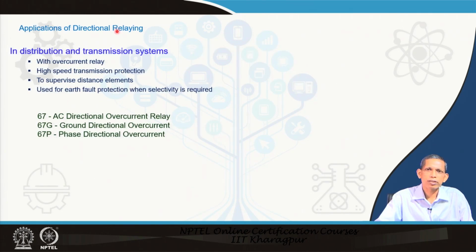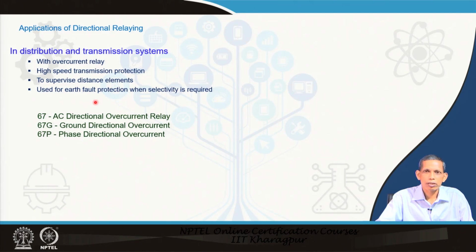Directional relaying applications are quite wide. It is widely used for distribution and transmission system protection, supplementing overcurrent relays, high speed transmission protection at high voltage levels, to supervise the distance element in distance relaying. We will see more details with the distance relay also. It is also used for arc fault protection when selectivity is required, which we will see along with transformer protection and so on.